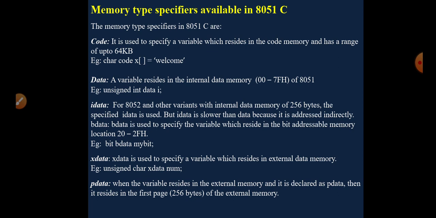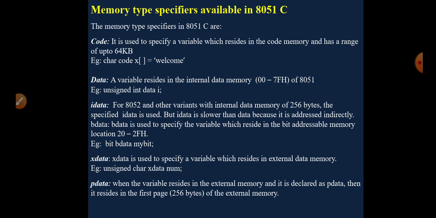Then you have the next type specifier, idata. For 8052 and other variants with the internal data memory of 256 bytes, the specifier idata is used, but idata is slower than data because it is addressed indirectly. It is used in higher versions like 8052, so idata can't be used in your 8051, right? Then we have bdata.